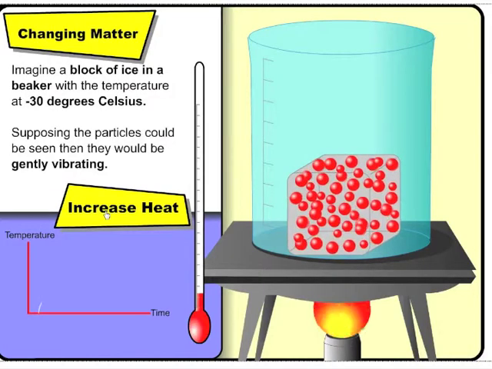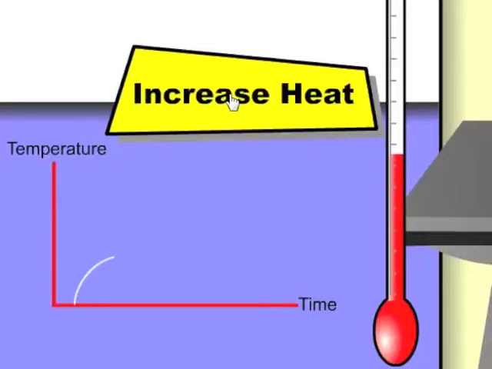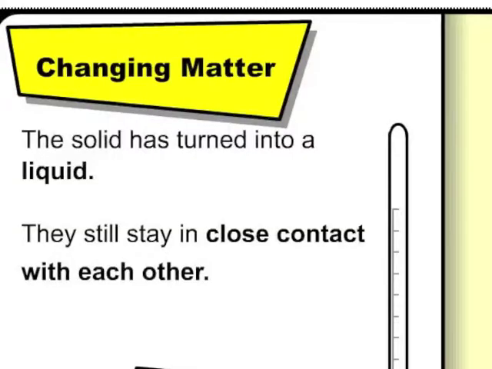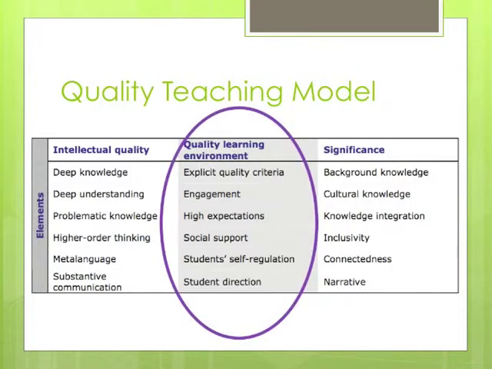Another feature of the web page is the interactive walk through nature. This allows students to increase the temperature of the particles, observe the effect on their movement, and then read the text to understand why this is so. This develops a quality learning environment according to the quality teaching model, as students learn with self-regulation and high engagement.